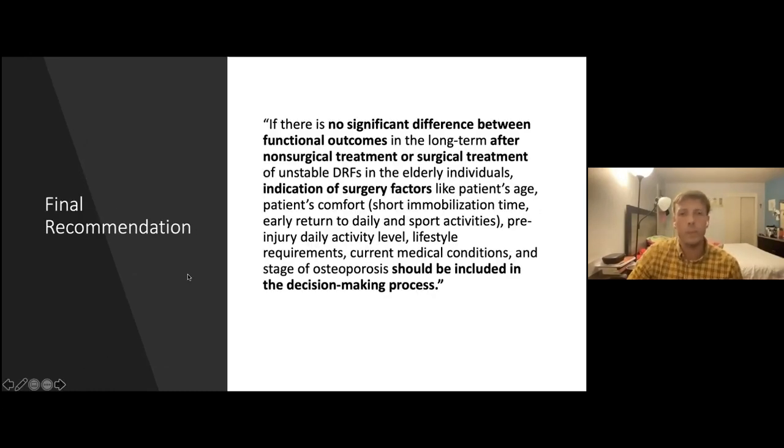So the final recommendation of the paper: if there's no significant difference between functional outcomes in the long term after non-surgical or surgical treatment, then really it comes down to indications for surgery. Factors like the age, patient's comfort, lifestyle requirements, current medical conditions, and stage of osteoporosis should all be included in the decision-making process as far as taking the patient into surgery. And that kind of sums it up.